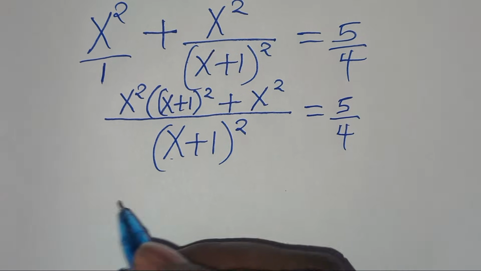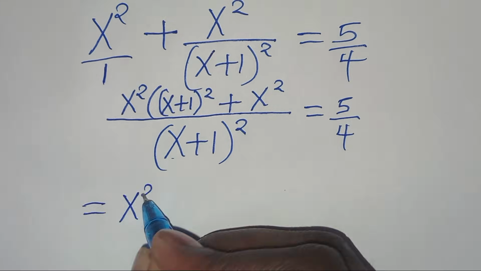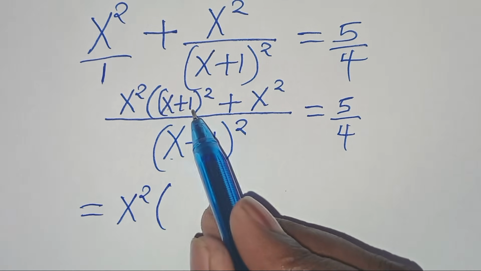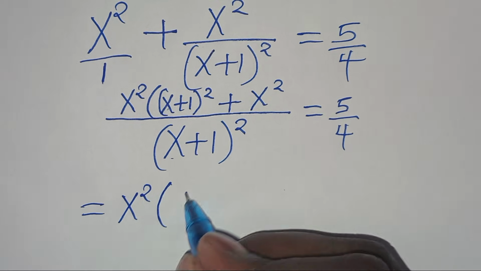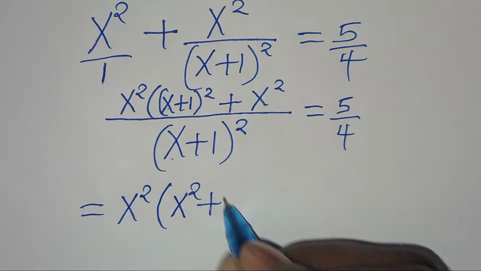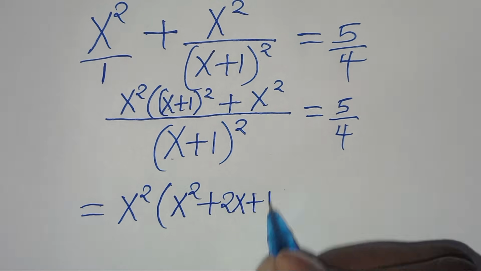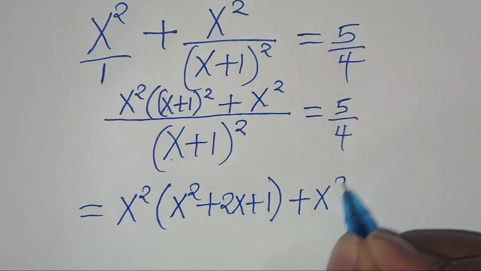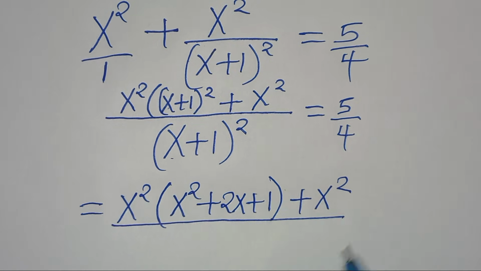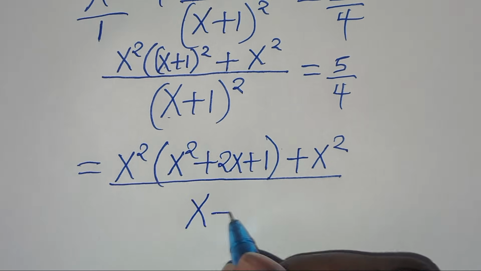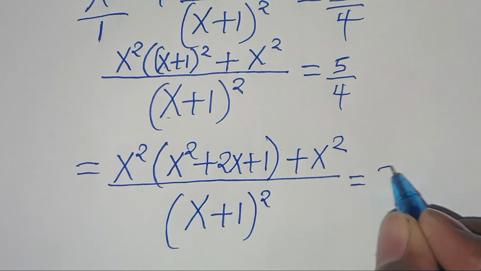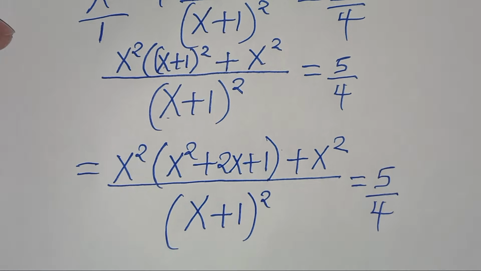The next step is that we have x to the power of 2 here into the parentheses. Let us expand (x plus 1) to the power of 2. This means we have (x squared plus 2x plus 1), close the parentheses, then plus x to the power of 2, everything here divided by (x plus 1) raised to the power of 2. This is equal to 5 over 4.